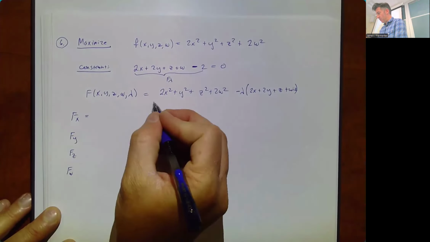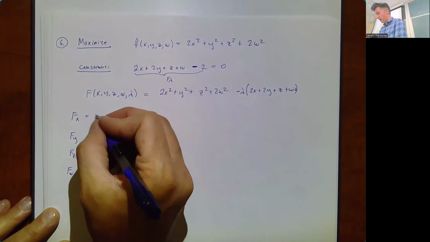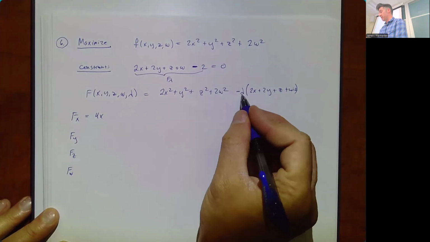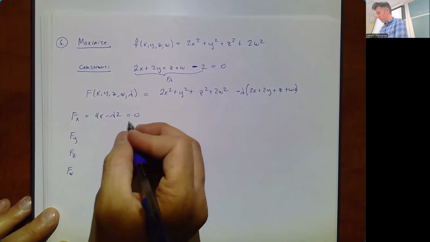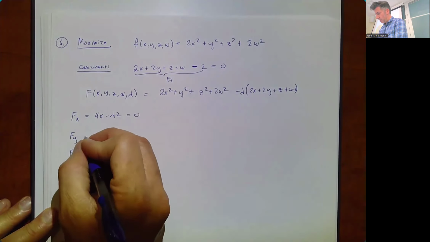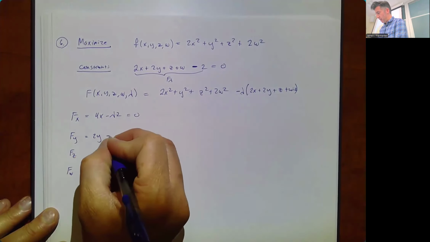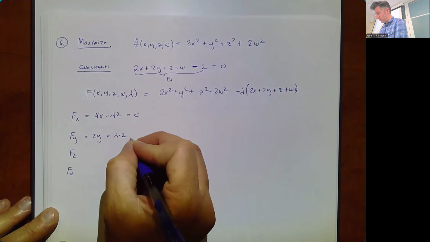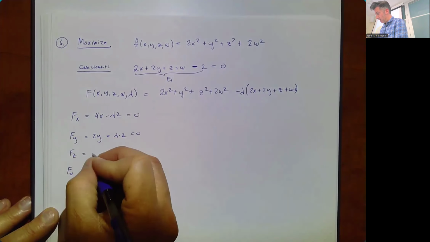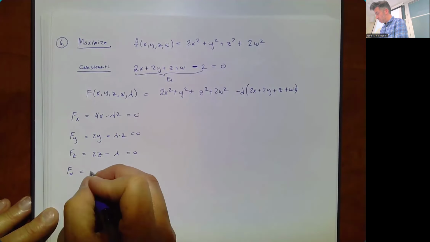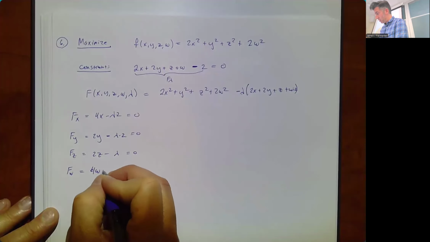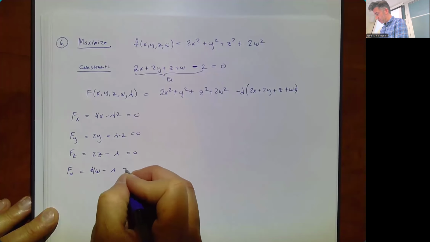All right, so taking the partial of this with respect to x, you're going to get 4x, and the partial here is going to be minus lambda times 2. Set that equal to 0, and then we do the same thing for the rest. We're going to get a 2y minus lambda times 2. We're going to get a 2z minus lambda times 1, and we're going to get a 4w minus lambda times 1.